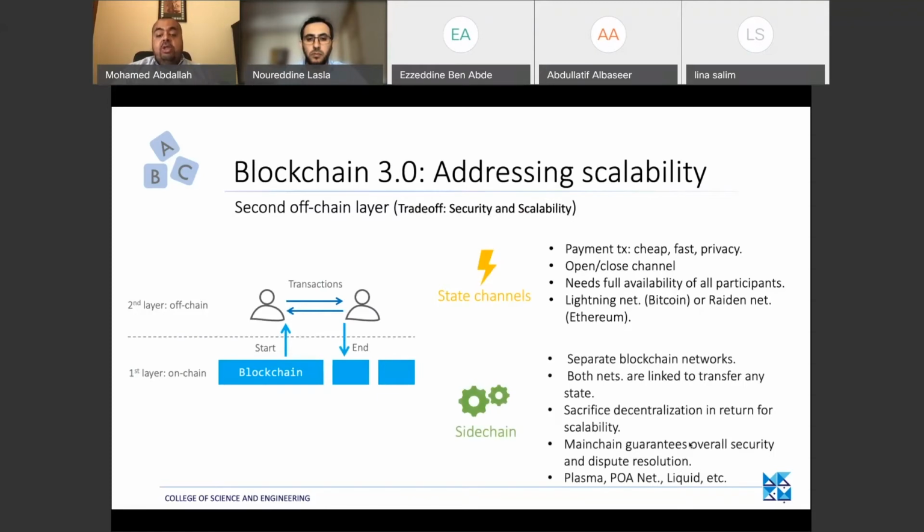Another one is the side chain. Rather than having one channel and one blockchain, you can have two blockchains. There is the main chain, and there is a side chain, where a number of users can do a smaller blockchain. And then these blockchains are linked together to transfer any state. So they sacrifice decentralization for scalability, and they maintain overall security guarantees and dispute resolution. The projects for this are Plasma, Proof of Authority networks, and Liquid.